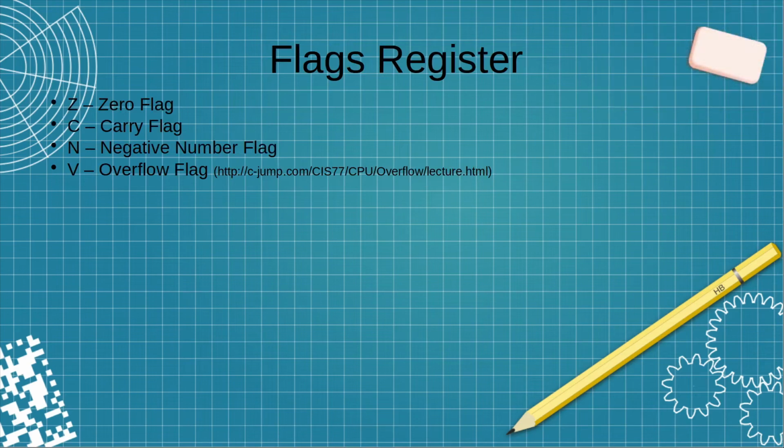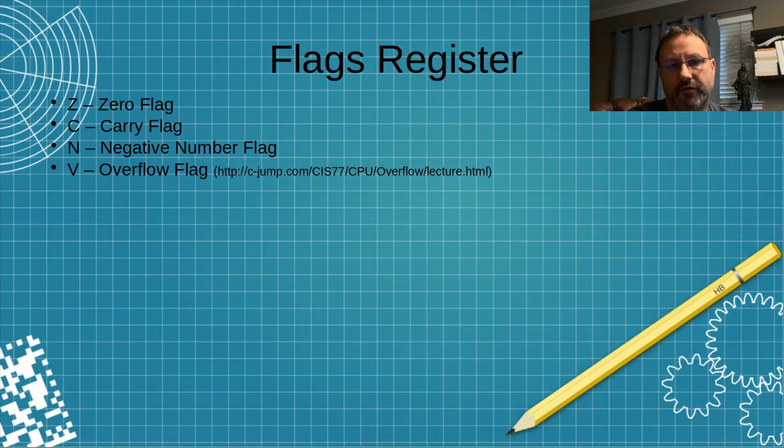So the flags that I've got available to me, I want to have a zero flag, a carry flag, a negative number flag, meaning if it's a signed integer, I've got a negative number. And that's effectively if the highest order bit is set. And then an overflow flag. And calculating the overflow flag can be somewhat difficult. And I've got a link up here to a website which describes how to do that. And we'll have to figure that all out in the ALU.